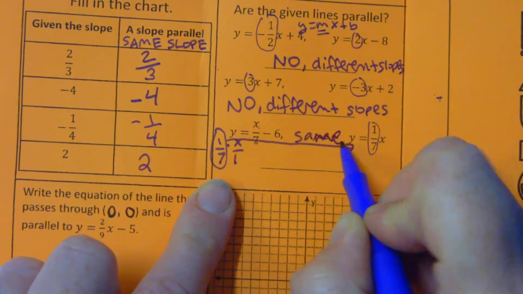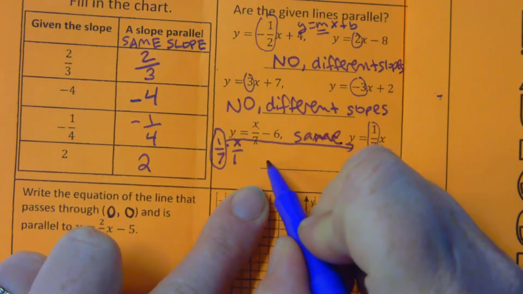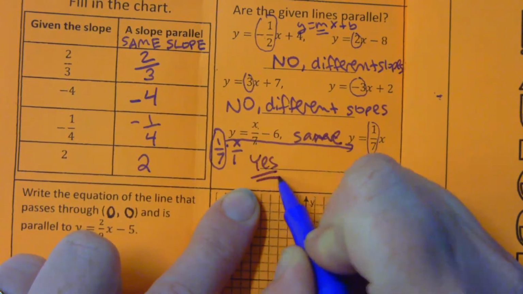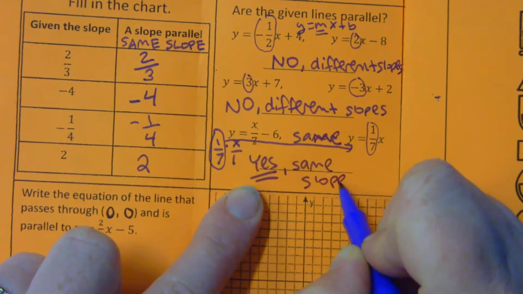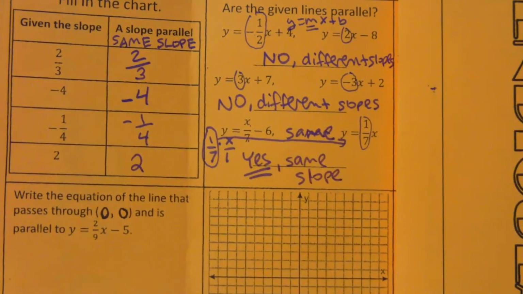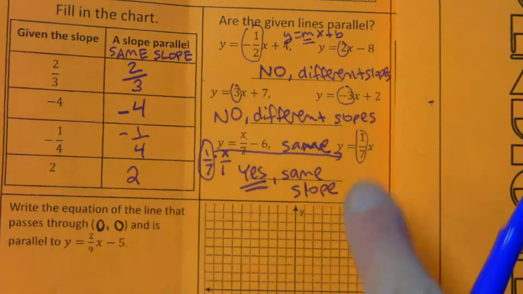So these are the same, and so this means that these are parallel. Same slope. All right. So now we know if I look at the equation, I need to have the same slope to be parallel.